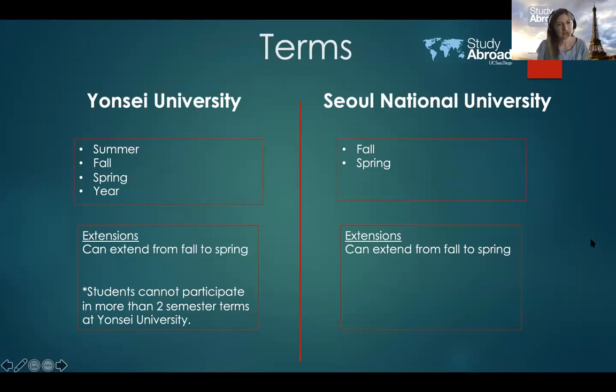And then for the terms for Yonsei University, you can do summer, fall, spring, or year. Summer is the most popular option. So for summer, usually I have between 40 and 60 students from UCSD on that program. For fall, it's usually around 20 to 30. For spring, a smaller handful of about 5 to 10. And then for the academic year, it's usually just a few.